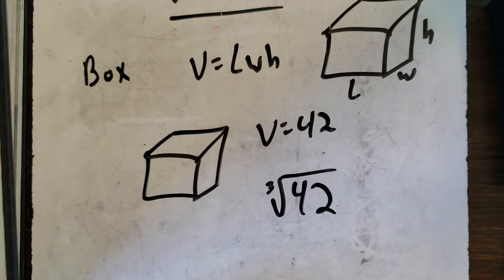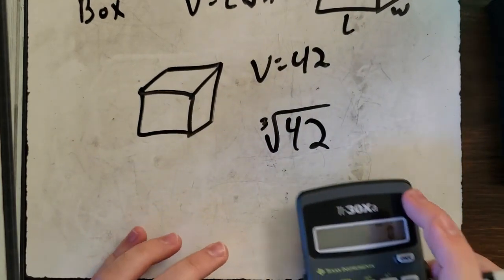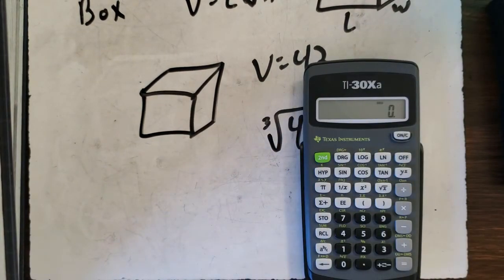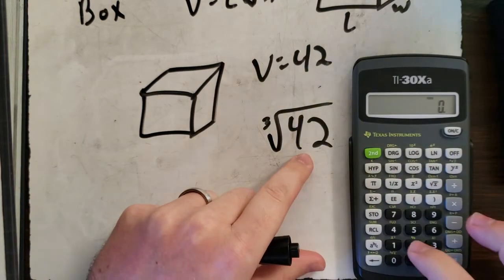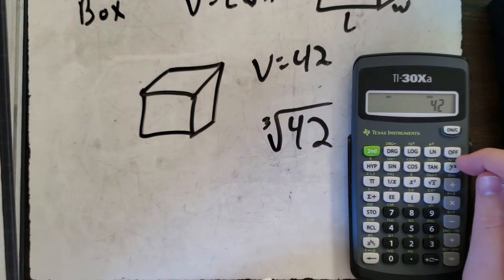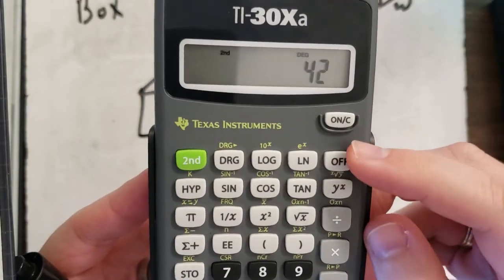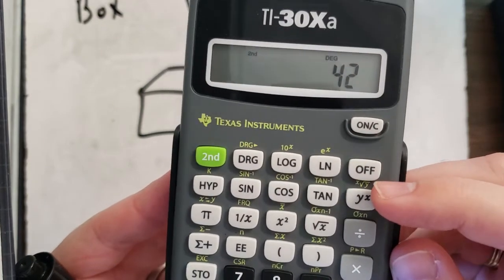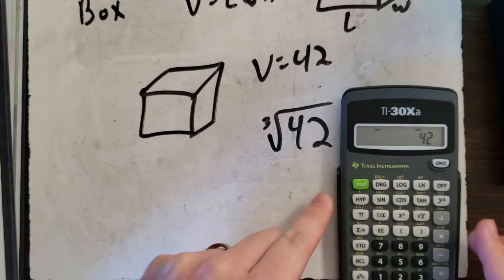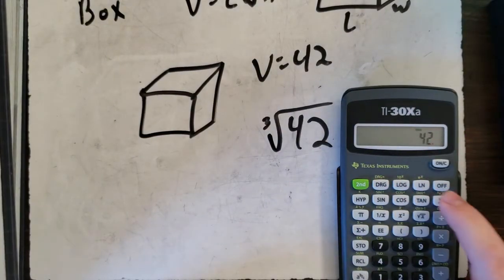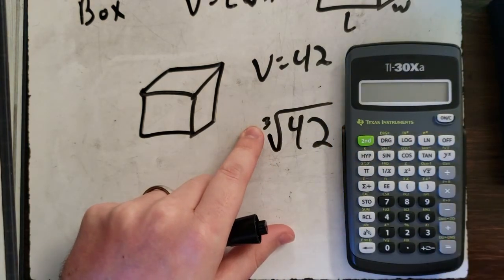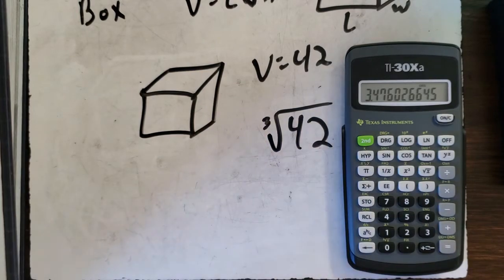Okay. So on a calculator, we're going to use this button right here. We're going to put our number 42. We're going to hit our second button. Then we're going to hit this button right here, the X and then the square root, a little root sign, and then Y. Okay. So 42, second button, this button here. Now we want our 3 because that's the cube root, and that equals 3.48.